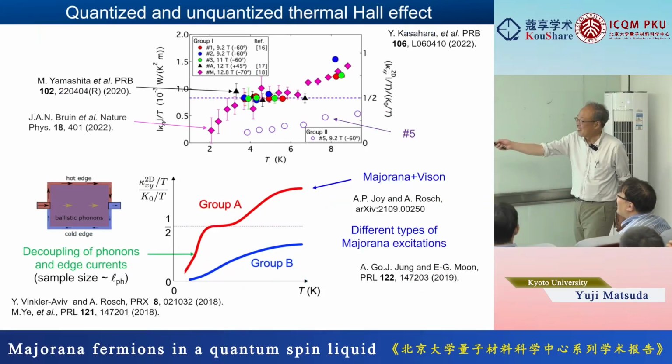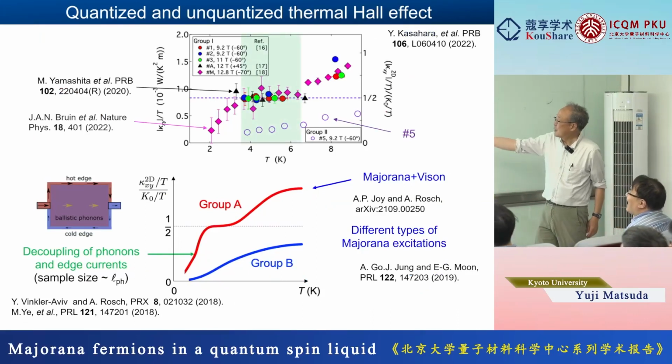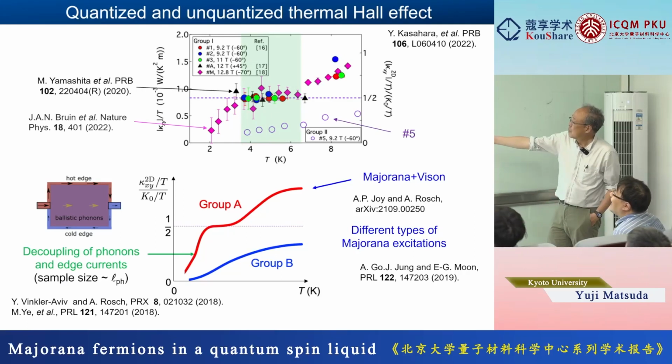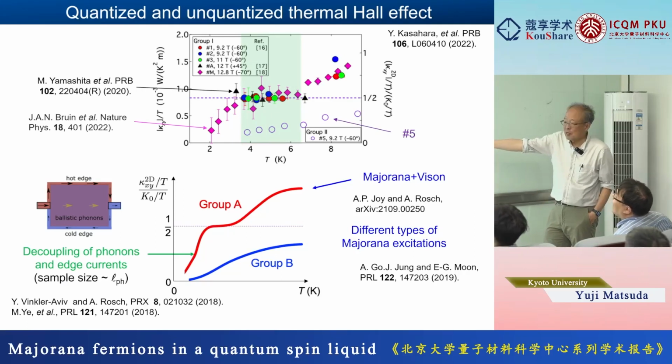But anyway, let's go. So here is the temperature dependence of the quantized value. The quantization occurs in a limited temperature range, from 3 K to 7 Kelvin.